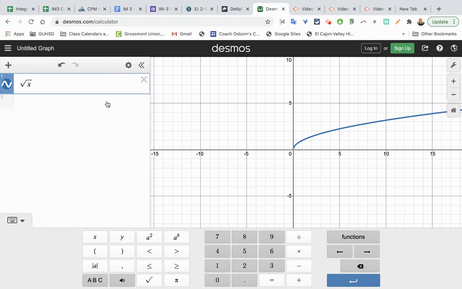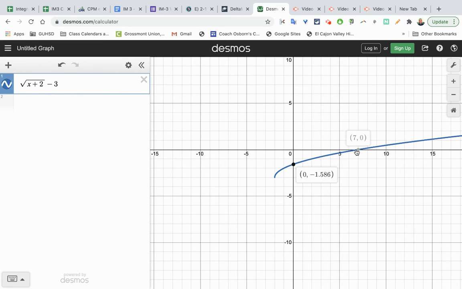Okay, so I need the square root. And then x, what did I say? Plus 2. And then minus 3. And make sure that minus 3 goes on the outside of your square root. So notice how it starts here at that negative 2, negative 3, and then goes off to the right. What I'm going to do is I'm going to get these points, maybe this one, and plot that on my graph.